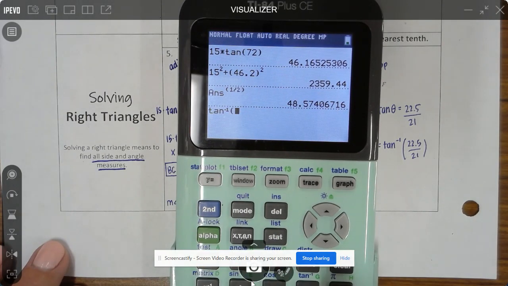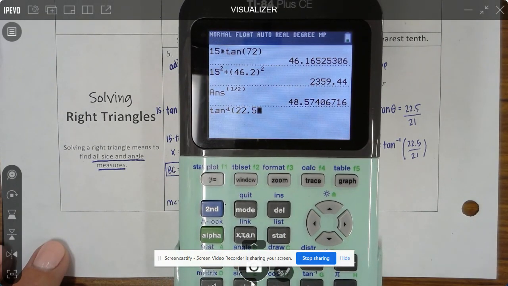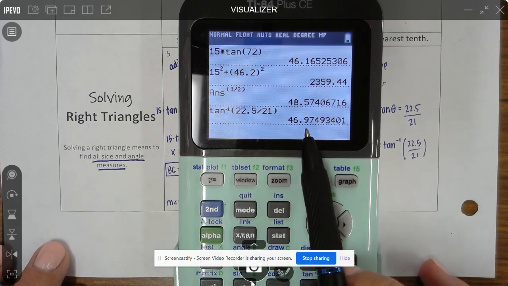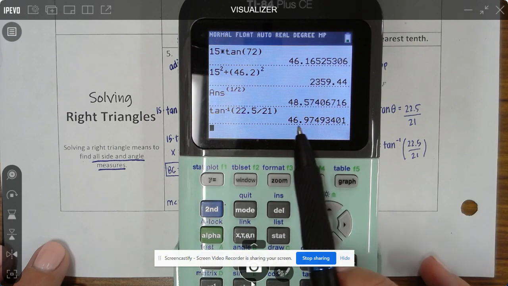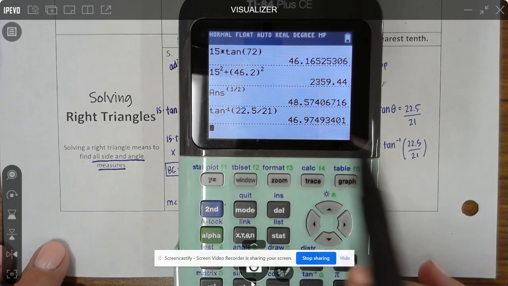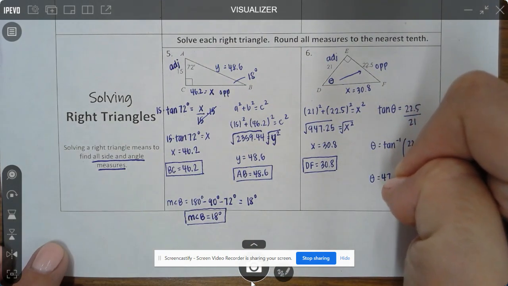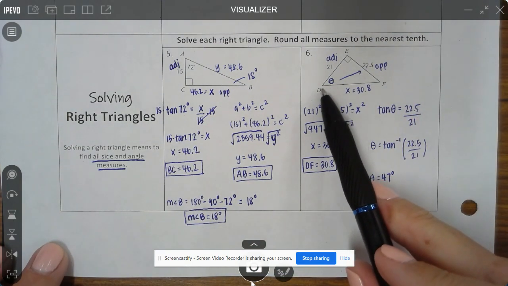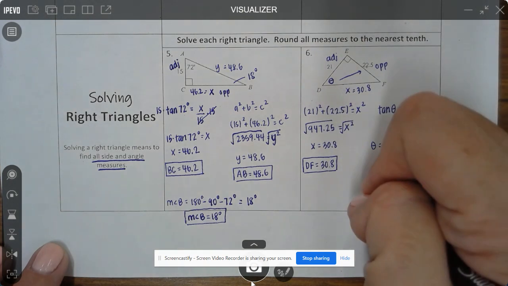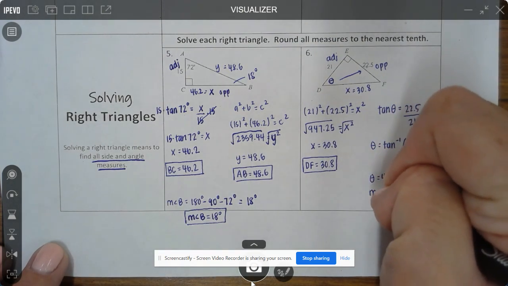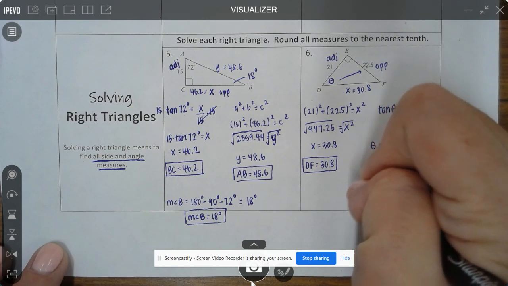So inverse tangent, second tangent, 22.5 divided by 21. I get about 46.97. So if I try to round to one decimal place, that 7 is going to round the 9 up. So this actually ends up being about 47 degrees. So theta is about 47 degrees, and theta was my angle D. So I know that the measure of angle D is 47 degrees.